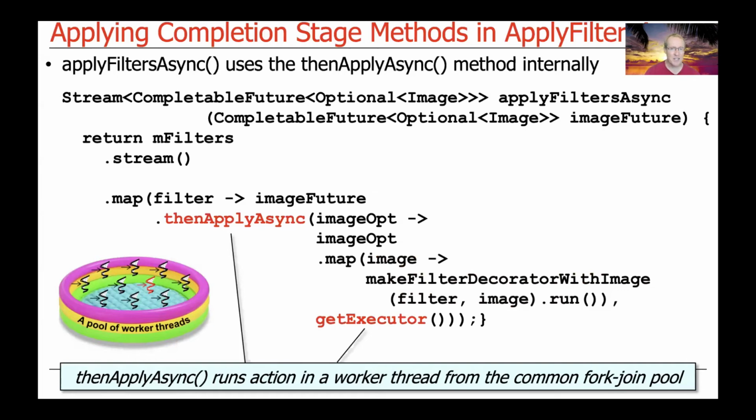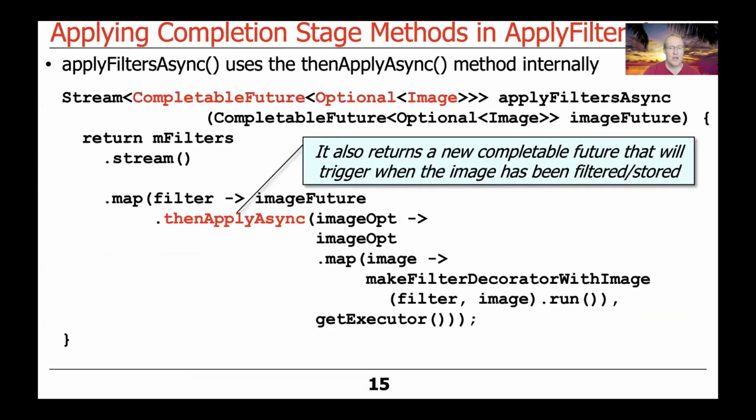Once again, we have a getExecutor factory method here just to give us some flexibility in deciding where the computations will take place. In this particular case, they're going to run in a worker thread in the common fork join pool. Now, what will happen here is that thenApplyAsync is going to return a completable future that will be triggered when the image has been filtered and stored. So you can see how we're kind of chaining all these things together. And of course, if it was empty in the first place because it had been cached, then that will return a completable future to an empty optional.